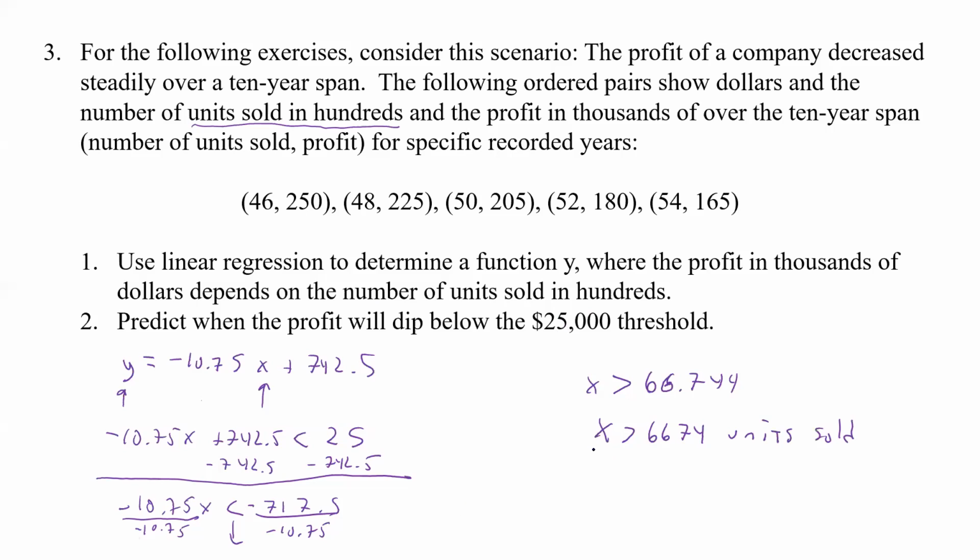Okay. All right, and so that's how we first use the data to get the linear model. And then after that, we use the linear model to determine the inequality, where we have to be greater than that or else we'll be below the $25,000 threshold. And that's all I have for this section.